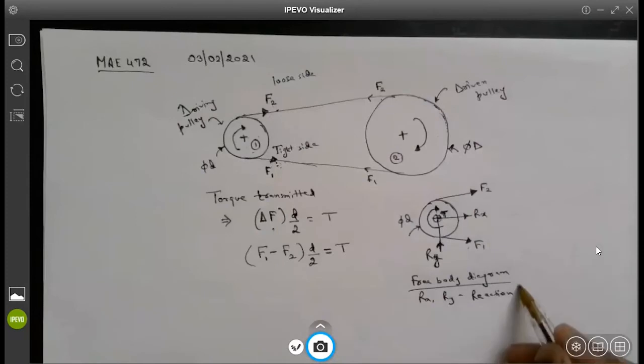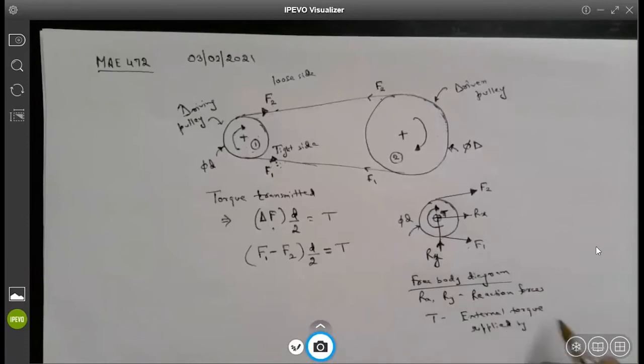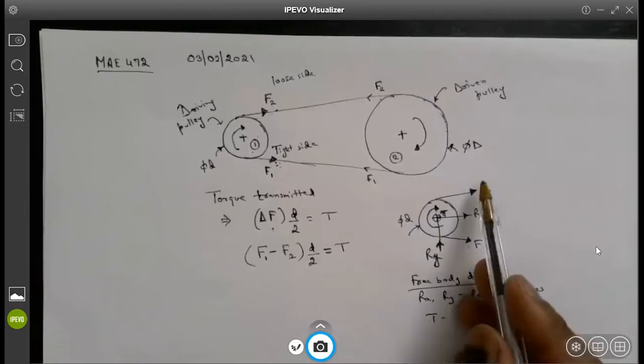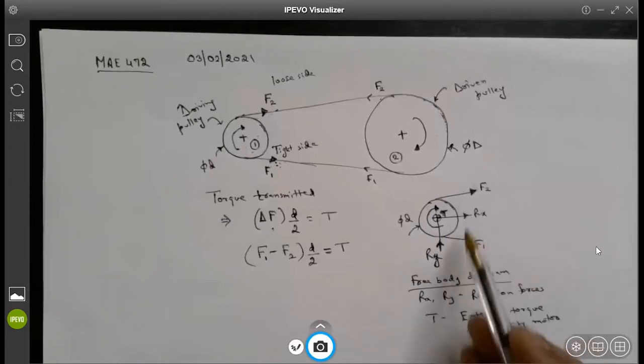They are reaction forces. T is the external torque transmitted by, or supplied by, the motor. So external torque supplied by motor. F1 and F2 are the forces or tensions from the belt.